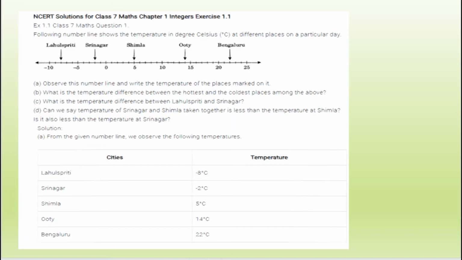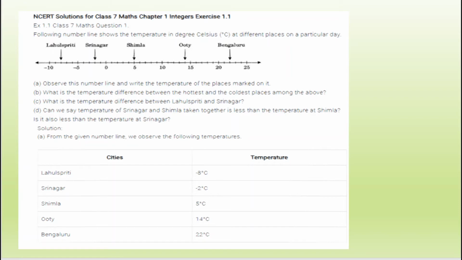Let's move to our exercise 1.1, which is given in the first question: the following number line shows the temperature in degrees Celsius at the given places in a particular city. You can see the number line is shown here.